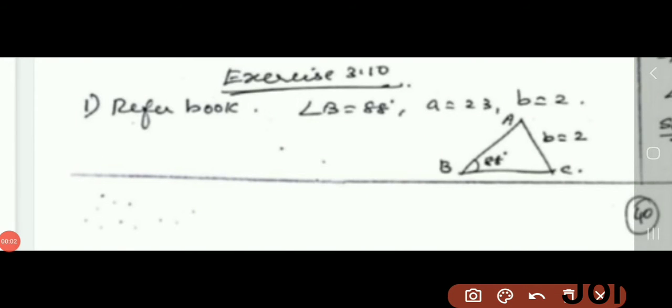Exercise 3.10. First problem. Angle A equal to 88 degree, a equal to 23 and b equal to 2.